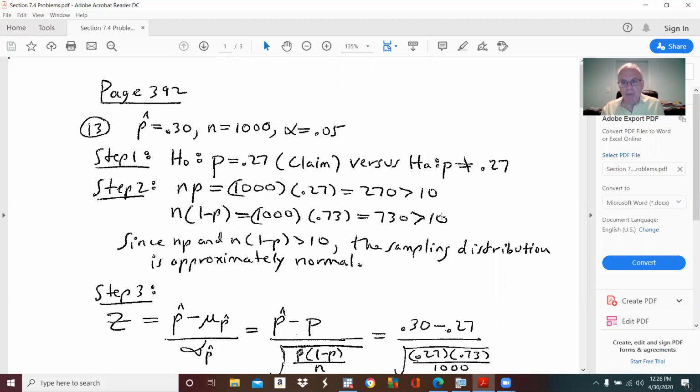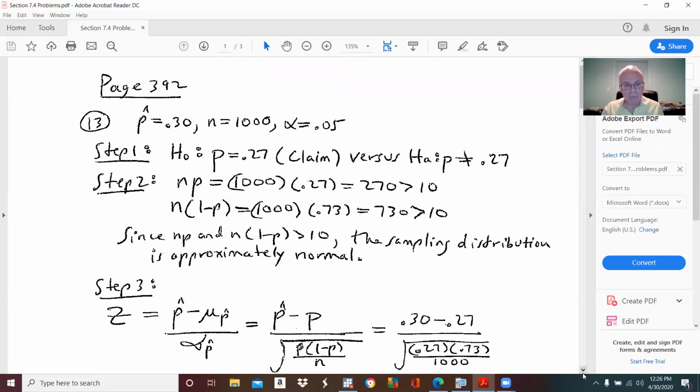So I'm going to change this because I want to be consistent with your book. I'll change these 10s into 5s so that there's no confusion here. But in most cases, for any problems I give you, n times p and n times 1 minus p will definitely be bigger than 5. And in this case, I said 10. But again, it doesn't matter.